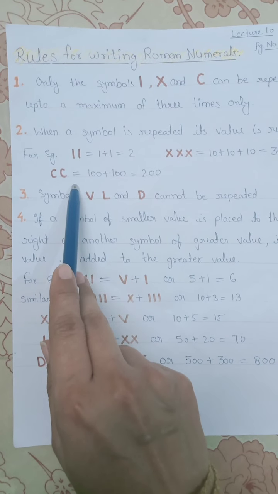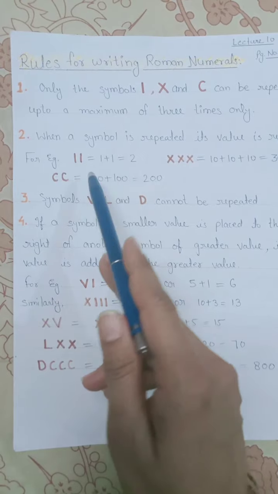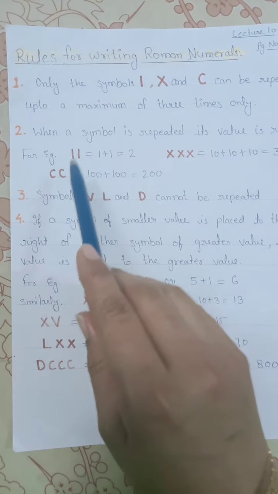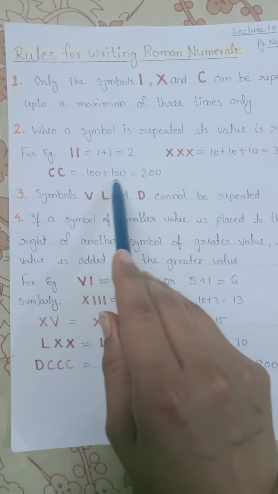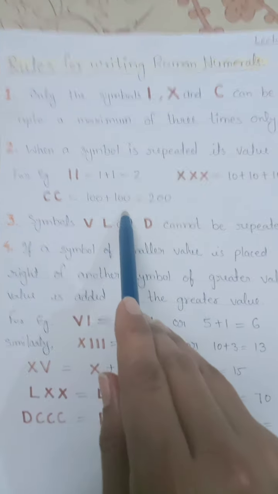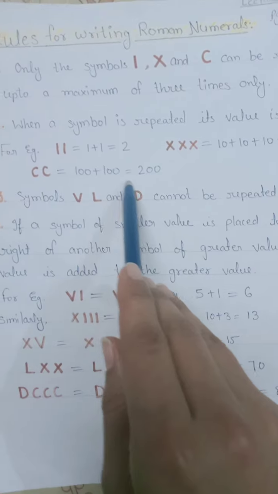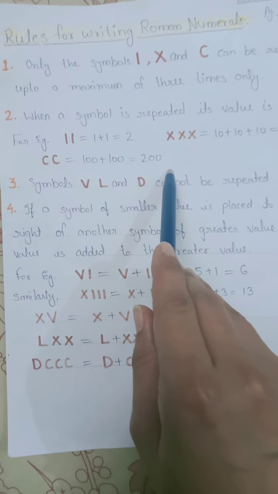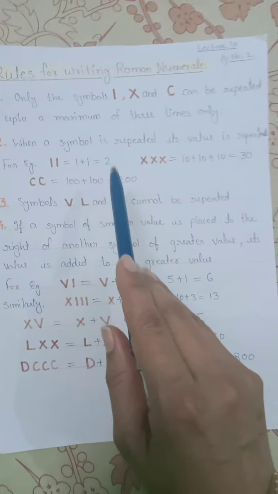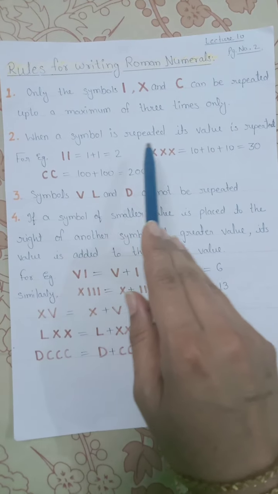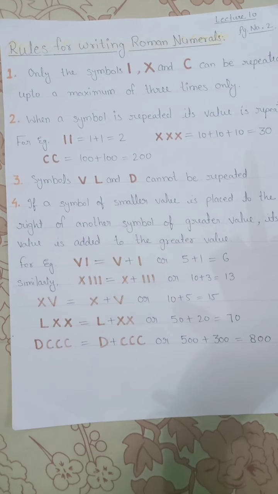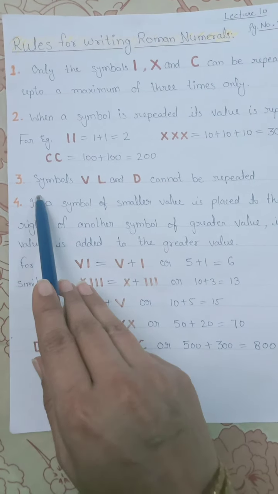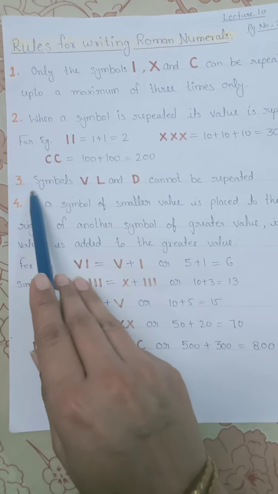C, we write here. So what will the numeral value for this? The numeral value for this will be C plus C, or 100 plus 100. So what will be the value of C plus C? 200. Okay. So what did we get here? When a symbol is repeated, its value is repeated also. Got that? Now come to point number 3.